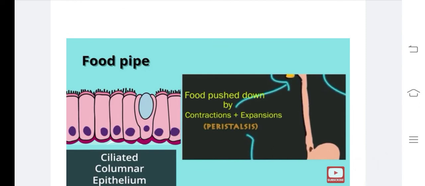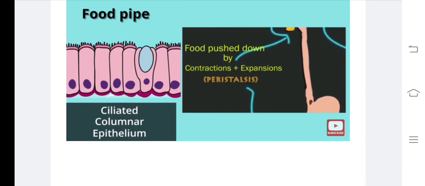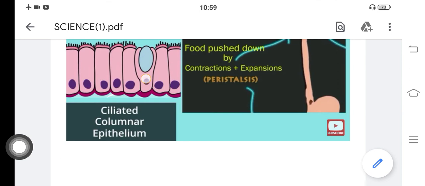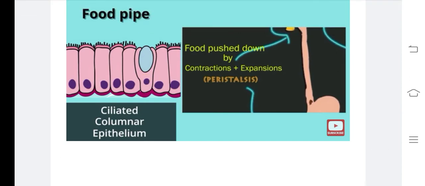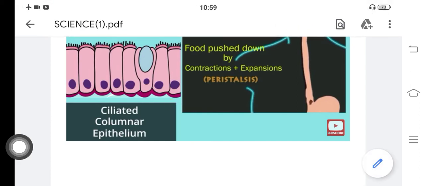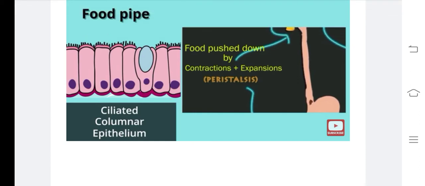Observe carefully. One more I told you. It is like columnar cells only, but observe this outward projection. They are called cilia, and they help for movement. They are called ciliated columnar epithelial tissues, a little bit modified from columnar tissue. Where is it located? It is located in the food pipe.